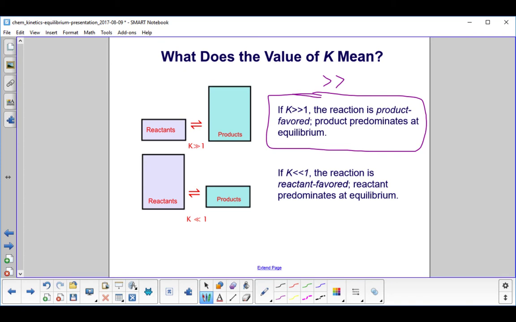So if K is much greater than 1, the reaction is product favored. Product predominates at equilibrium, right? You can see that because here's all the product and here's the reactants, not as much. So if K is much less than 1, what do you think that means? The reaction is reactant favored. Reactant predominates at equilibrium. So at equilibrium, you have more reactants than you do products.